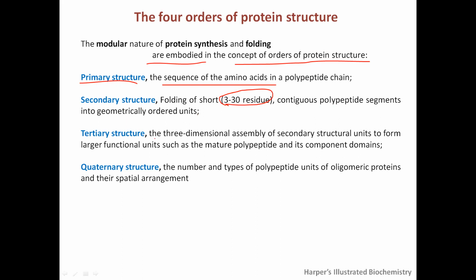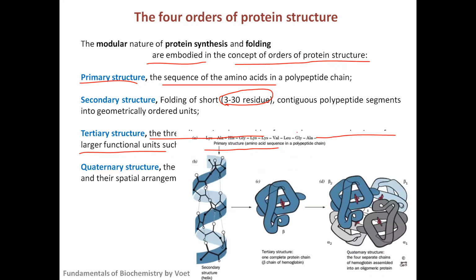The tertiary structure, the three-dimensional assembly of secondary structural units to form larger functional units such as the matured polypeptide and its competent domains, and the quaternary structure, that is the number and type of polypeptide units of oligomeric proteins and their spatial arrangement. This is the example of the four structures.